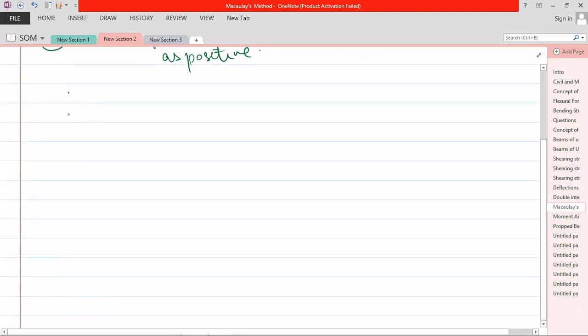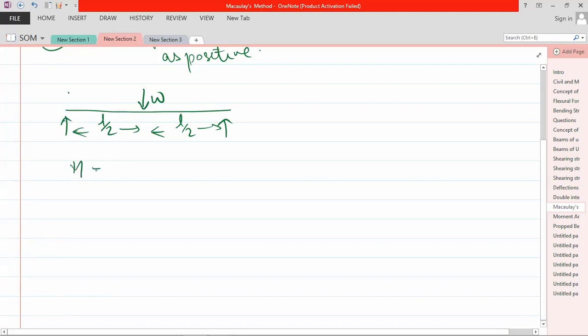So suppose this is your simply supported beam. Okay, now W load is acting. This is L by 2. This is L by 2. Now we have to write the moment as per the rules.